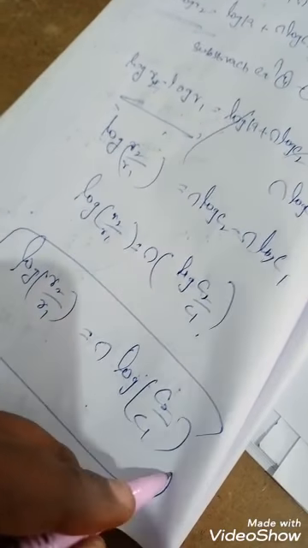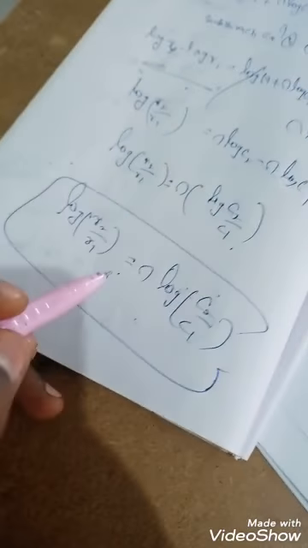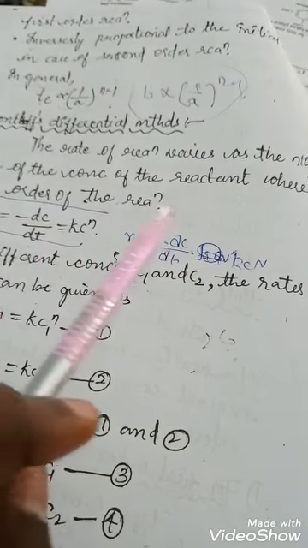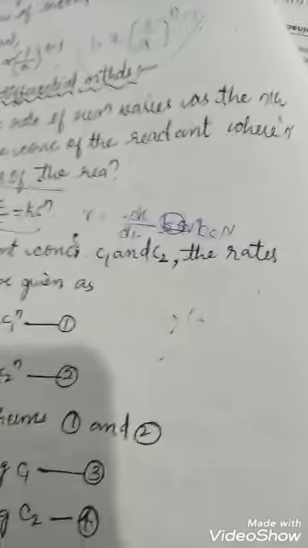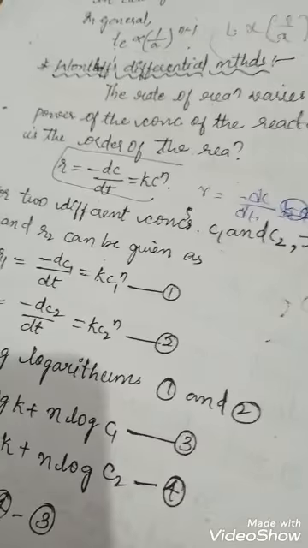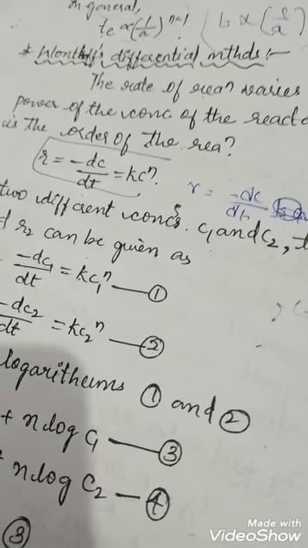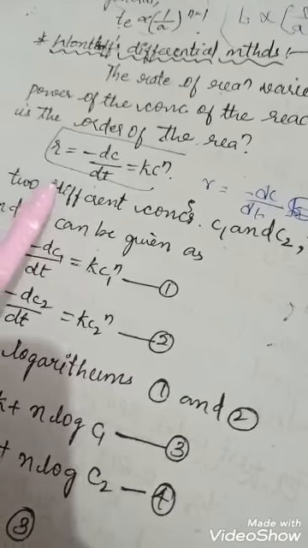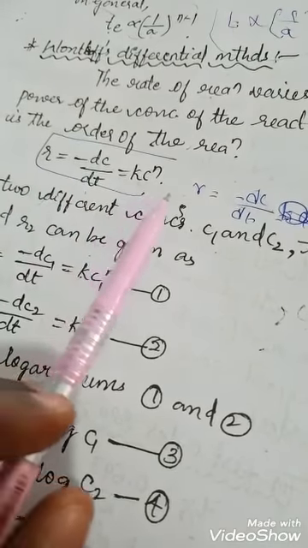This is the equation of Van't Hoff's differential method. This means the rate of reaction varies as the nth power of the concentration of the reactant, where n is the order of the reaction. We know that R equals minus dc by dt equals k c to the power n.